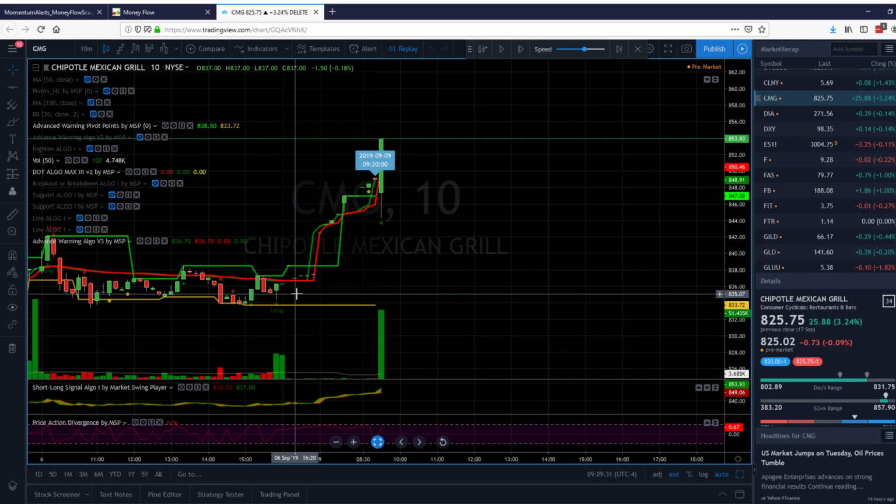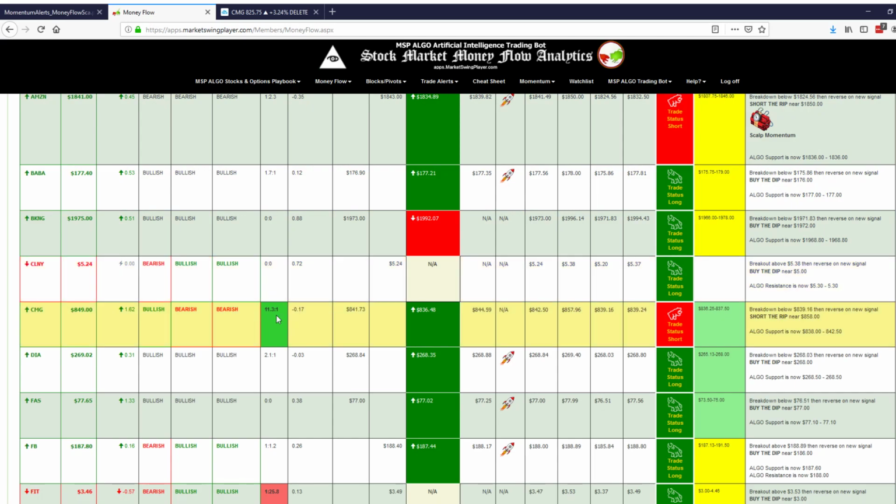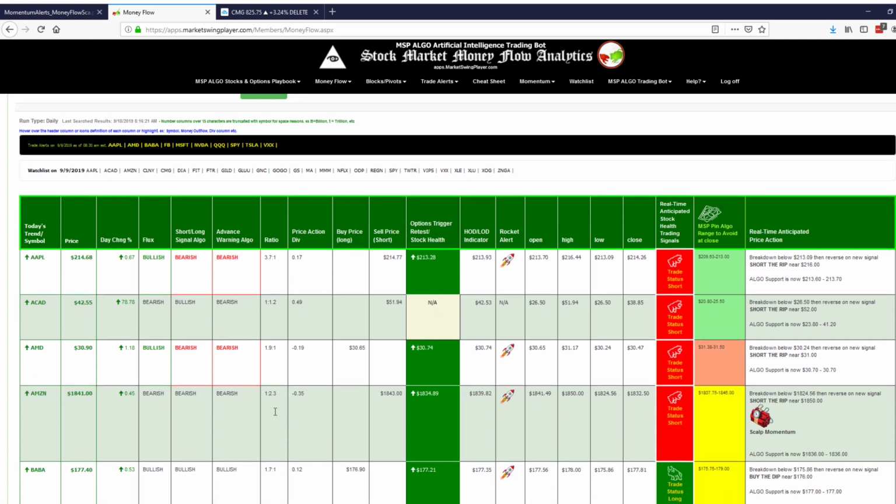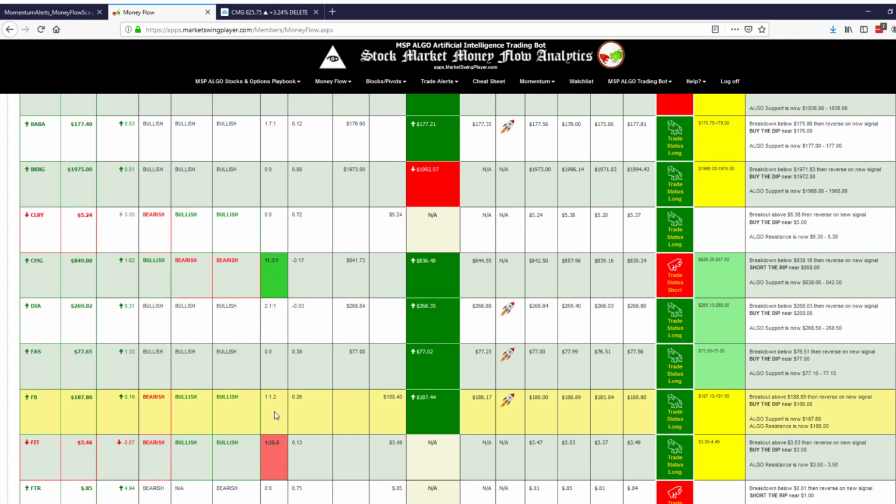So we could see the candle, because it did say that there was buying pressure. There's a high ratio here. We could see this is the ratio column, which means money in versus out. So $11 is going in versus $1 on average is going out. But MSP Algo is not telling you to go long here. It's telling you to short the rip at 858 for a retest of the 842.